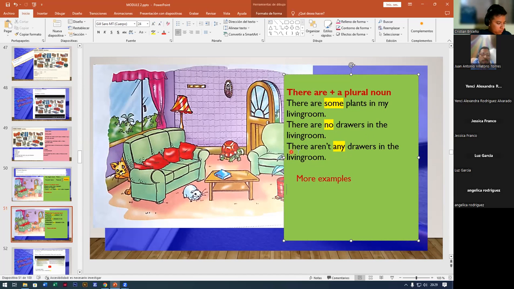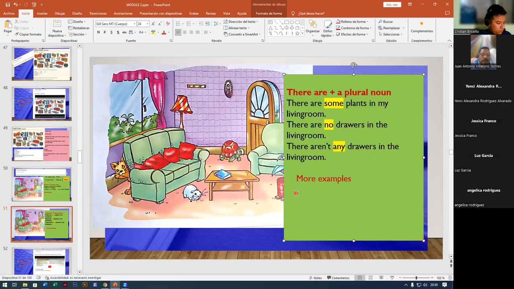So, in the negative, it also has, there aren't any drawers in the living room. So, no hay ningunos gaveteros en la sala. So, this is to put more emphasis. Este any es innecesario, pero es para colocarle como más énfasis, porque solo con decir there aren't drawers in the living room, it's okay. But any puts more emphasis on the sentence.